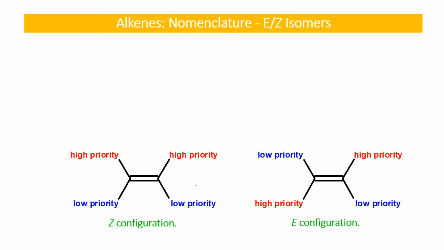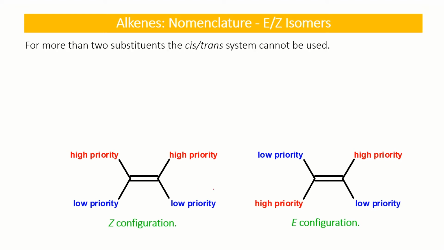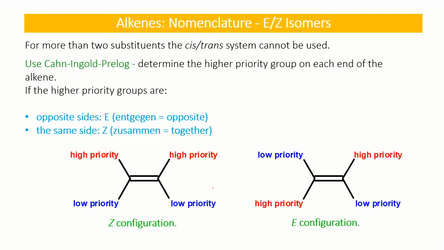Not all alkenes will have just two groups on them. We also have to take into consideration alkenes that have more than two groups on them. And herein we use the E and Z designation. And we use the Cahn-Ingold-Prelog rules to determine the priority. So if the two highest priority groups are on the opposite side, we say that the species is Entgegen. If they're on the same side, then of course they are Zusammen.